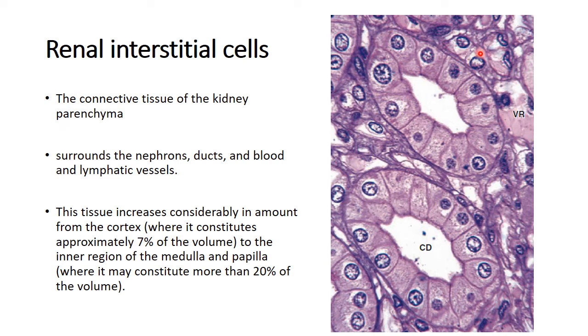These interstitial cells and interstitial matrix, collectively known as the renal interstitium, are relatively less in concentration in the cortex, and are estimated to constitute only about 7% of the volume of the cortex. However, as we move down into the medulla and near the papillae, the interstitial cells and interstitial matrix will constitute more than 20% of the volume of the medulla.